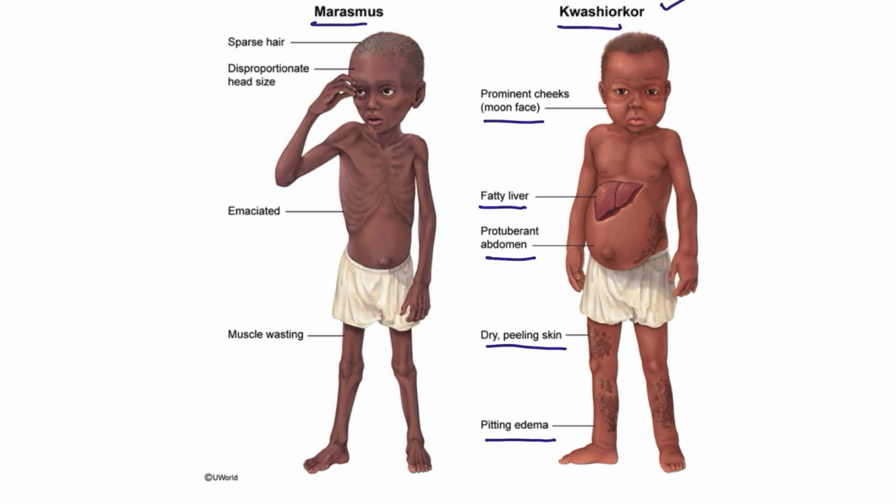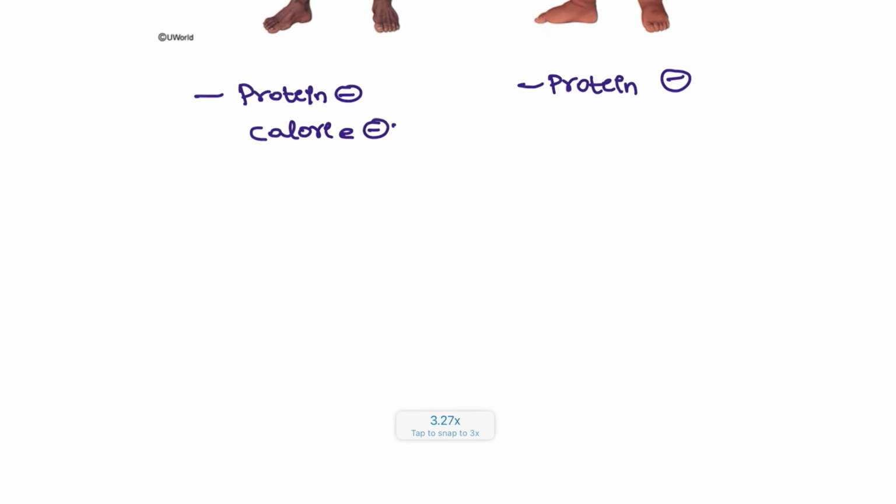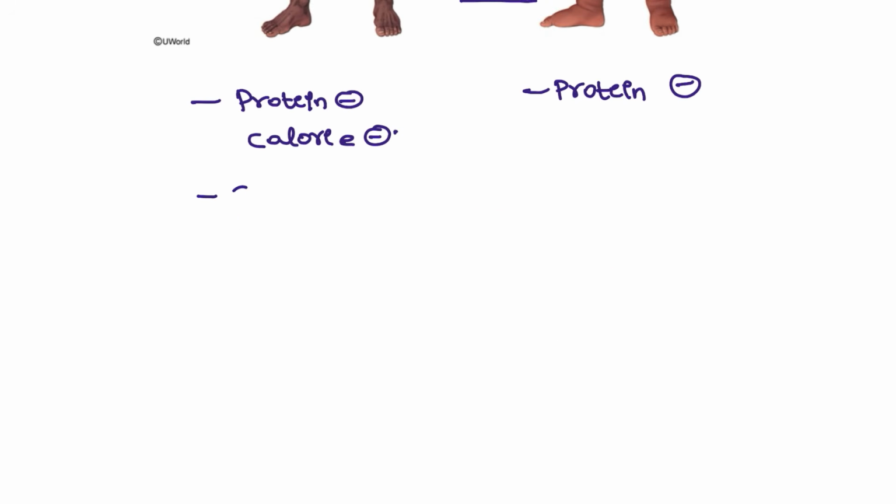In Marasmus patients, you can observe that the patient is so lean, you can visibly see the bones, right? Disproportionate head size is seen, sparse hair is seen, and muscle wasting. All this will be seen in these conditions. Next, marasmus is compensated, so this is less severe. The body will compensate over time.